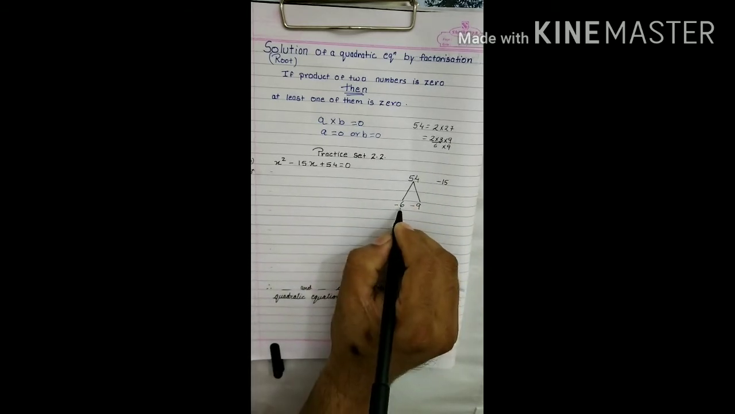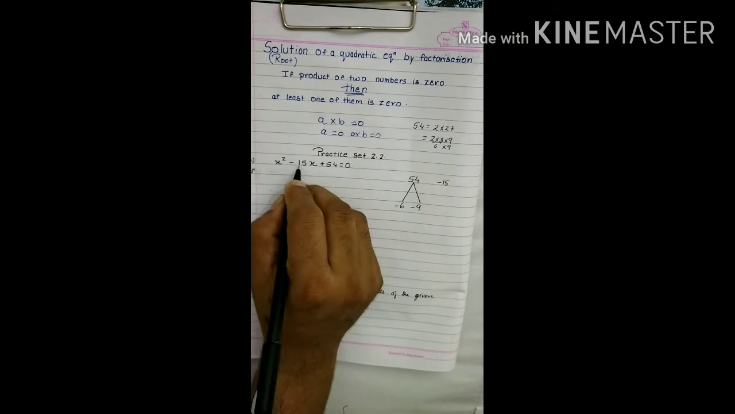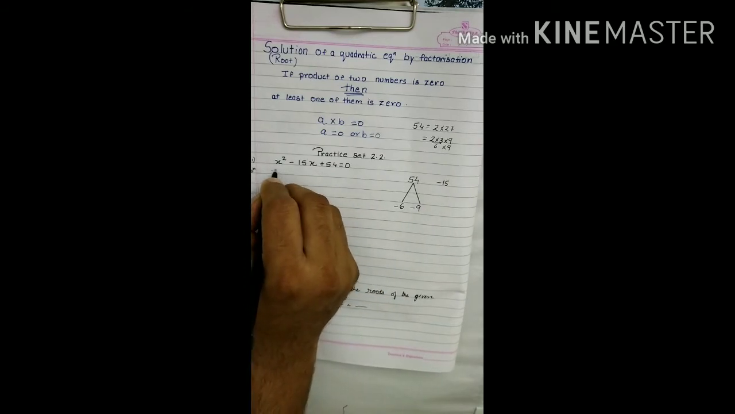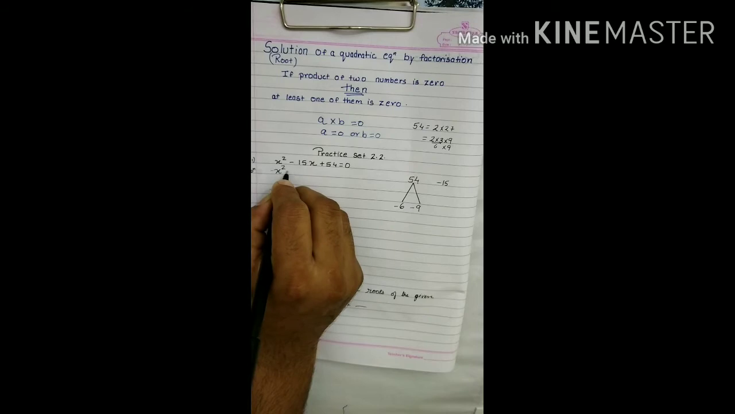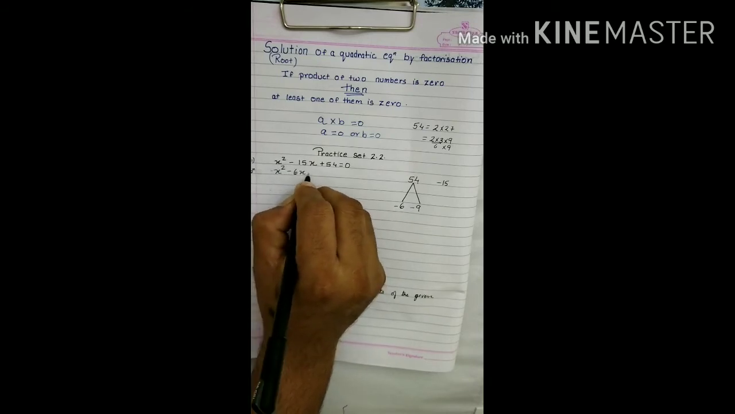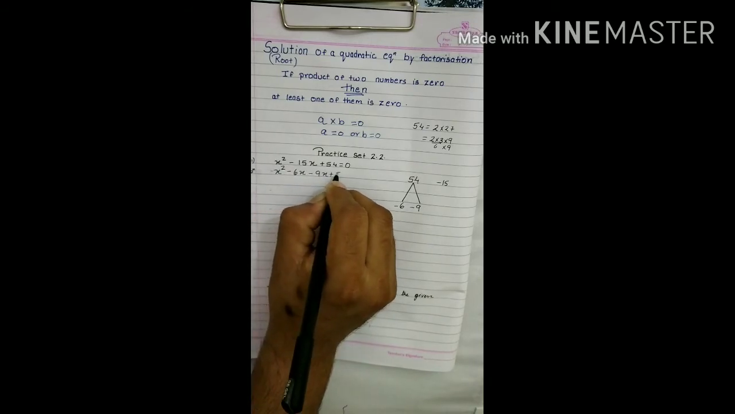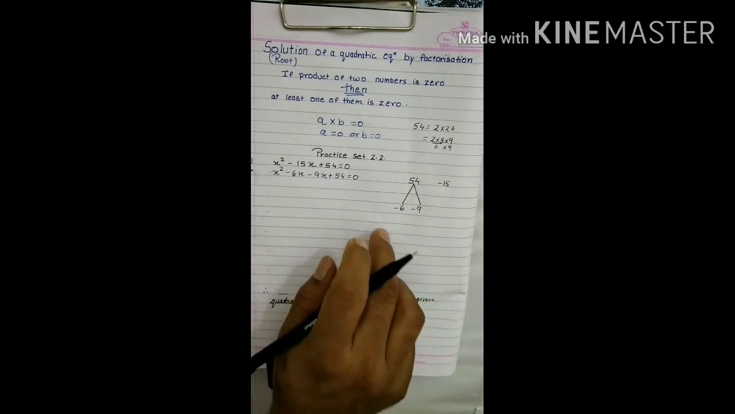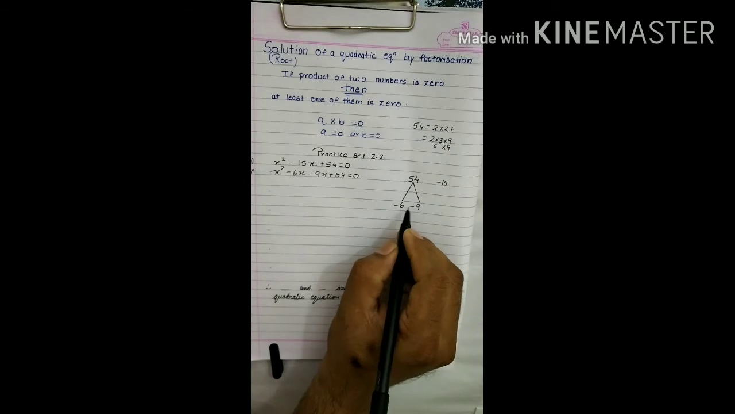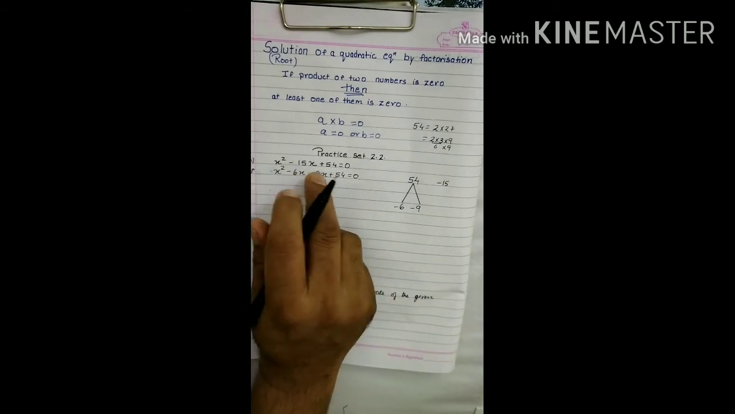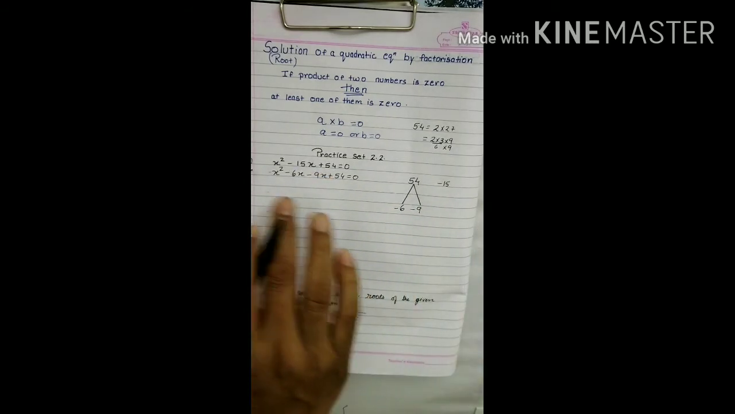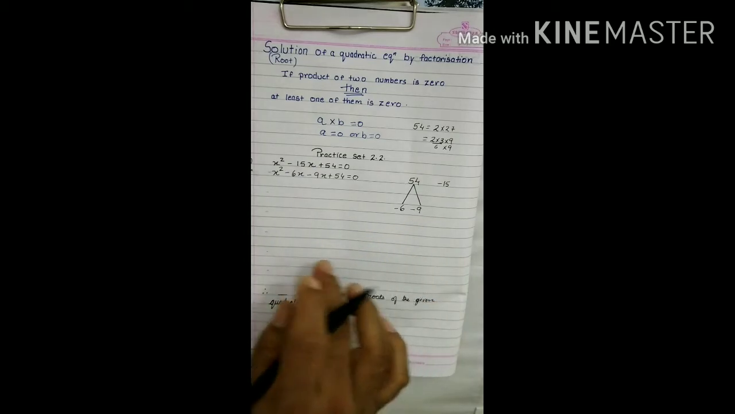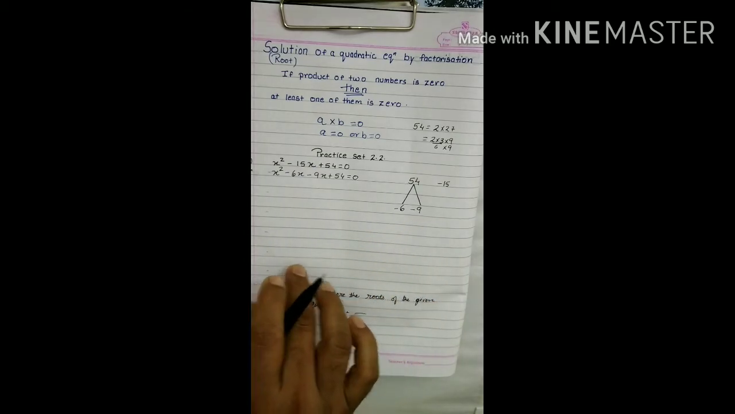What we do is write these two numbers in place of minus 15. See how it is written. It is x square minus 6x minus 9x plus 54 is equal to 0. The question can come to your mind, can we write minus 9 first and minus 6 later on? Yes, you can. The answer won't be different. It's just that the roots will be interchanged.